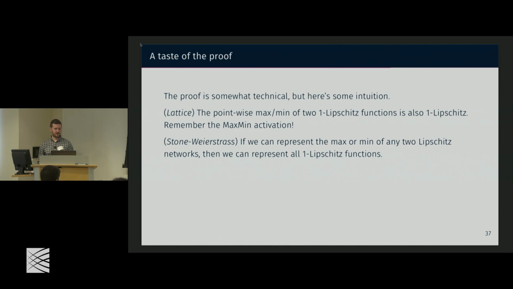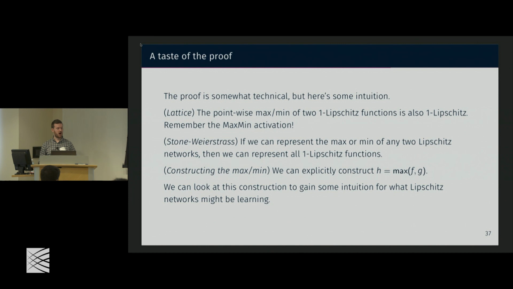The next step is that if I can represent the maximum or minimum of any two Lipschitz networks in the class of Lipschitz networks I care about, then I can represent all one Lipschitz functions. For those of you with topology backgrounds, this is just the Stone-Weierstrass theorem acting on lattices, so nothing too fancy, but it turns out this is sufficient to give us universal approximation. So the final step of our proof is, can we explicitly construct some network which does compute the maximum of two other neural networks or the minimum of two neural networks? If we can complete all three of these steps, then we do have universal Lipschitz approximators.